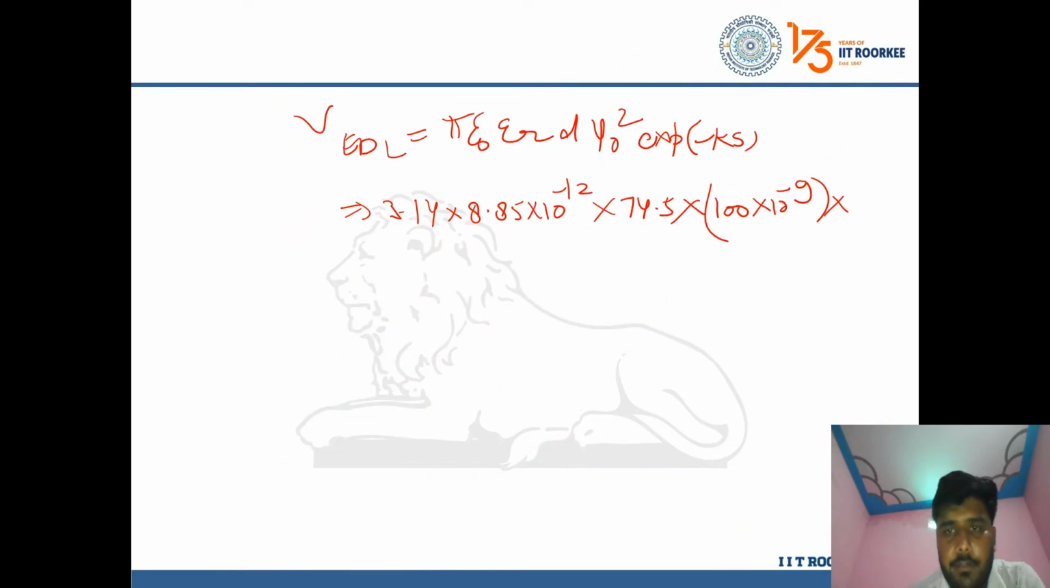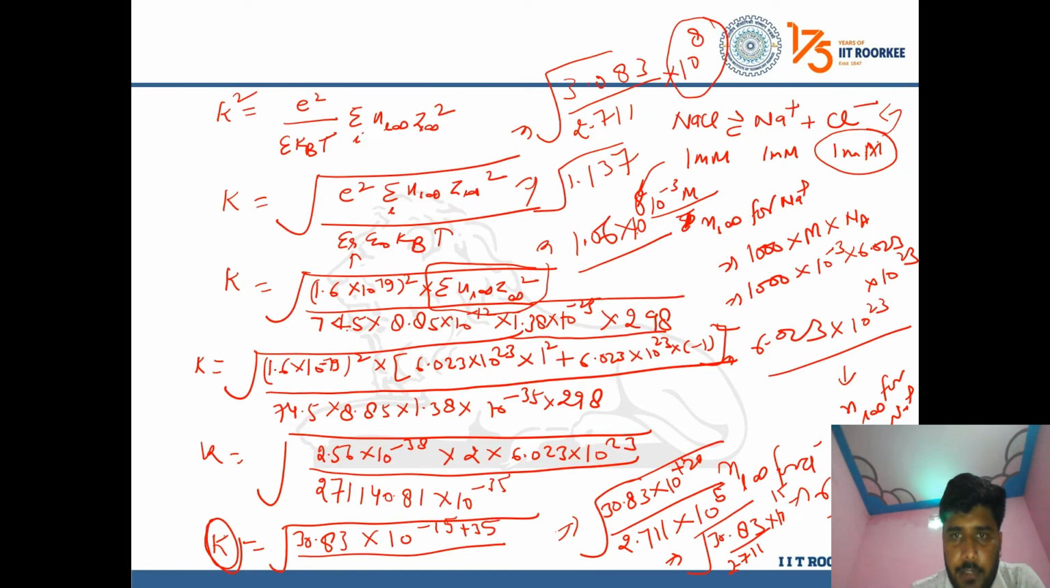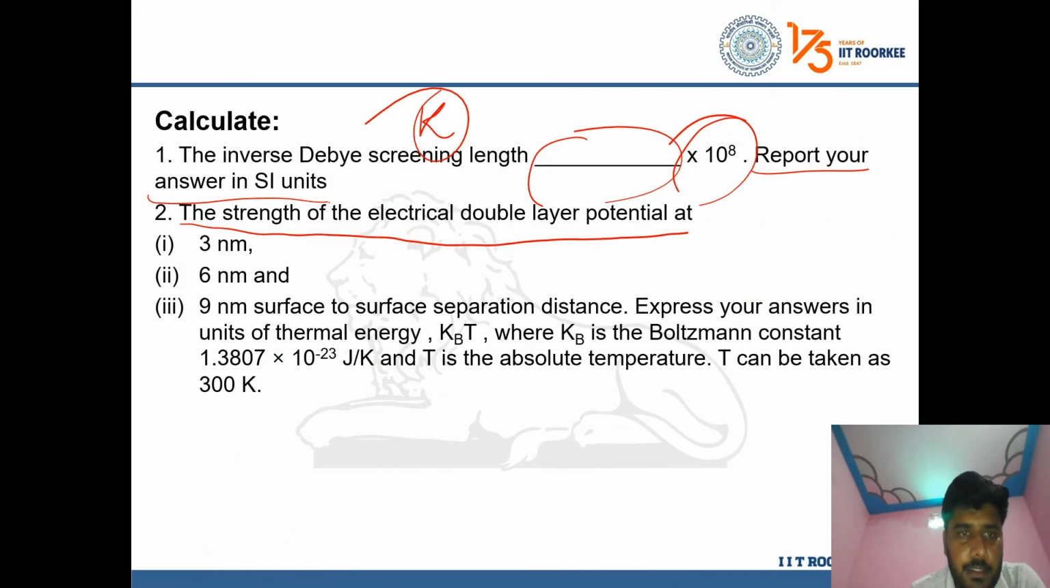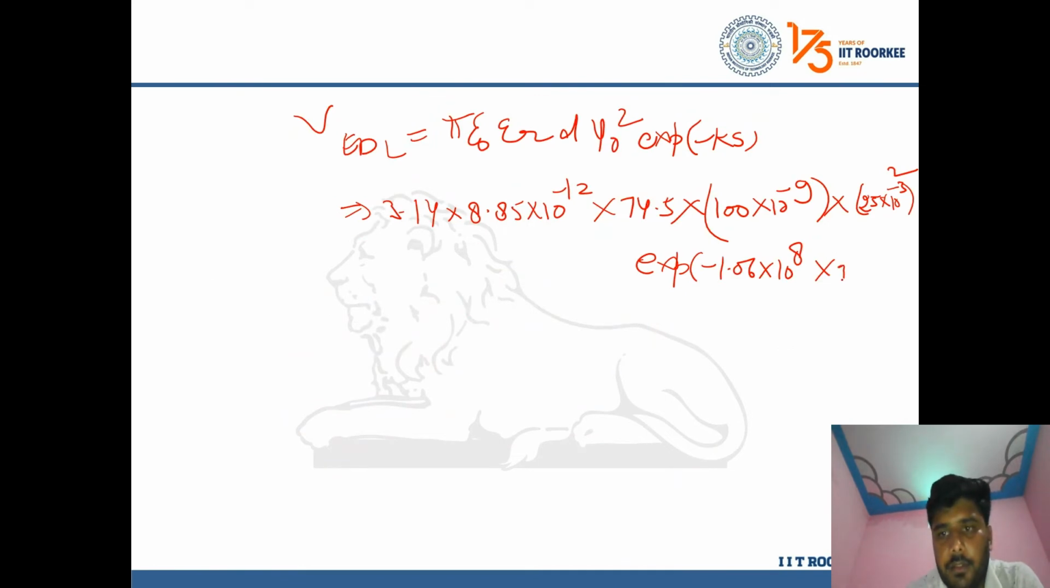that is 25 millivolt you are given, 25 millivolt. Let me convert into volt, and exponential of minus kappa s. You are having the kappa value of 1.06 into 10 raised to 8 and multiply by 3 nanometer. That is 3 10 raised to minus 9. Simply solving it.